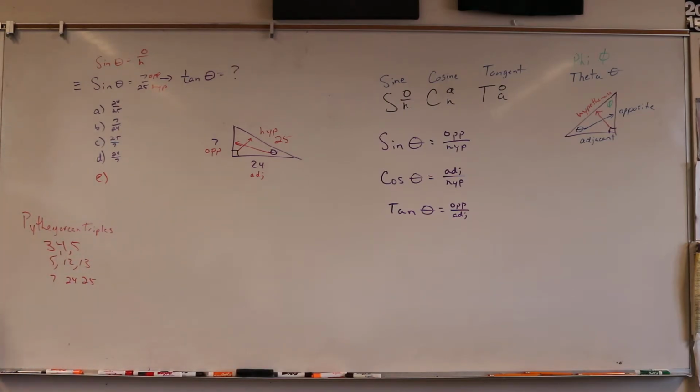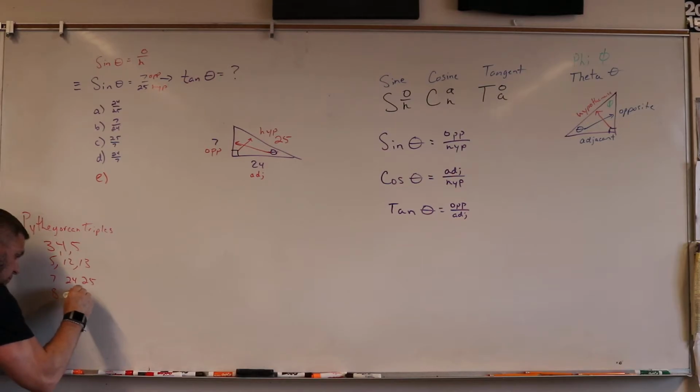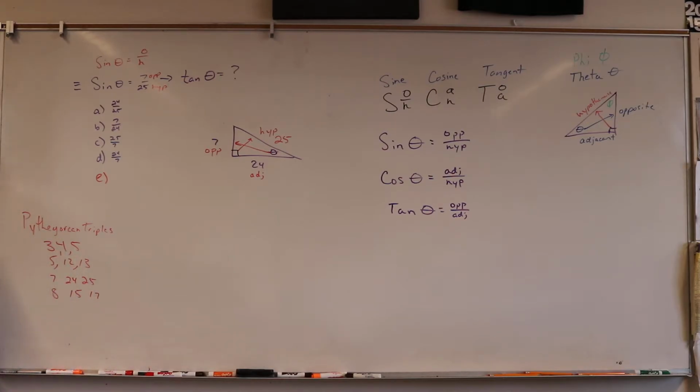Another one would be 8, 15, 17. And these are very popular. You can look up Pythagorean triples on Google, and it'll give you a list. If you remember these, it'll be very helpful when you do a squared plus b squared equals c squared on the state test.